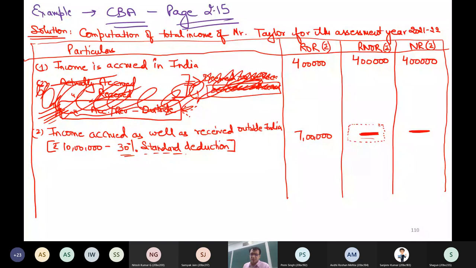Can anyone tell me the answer of this third point? Dividend received from M Limited, an Indian company. Can anyone tell me the answer? This is the dividend received from an Indian company. What is the answer? Where is it actually received?